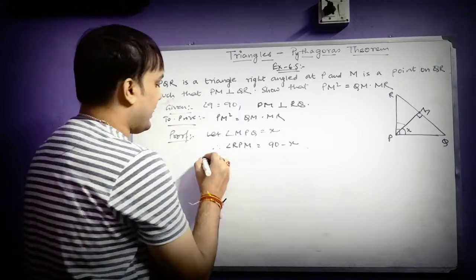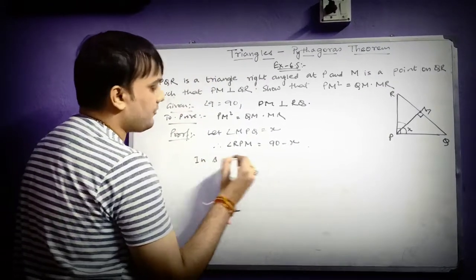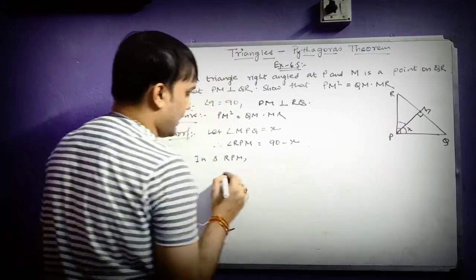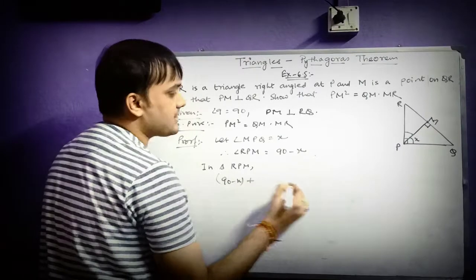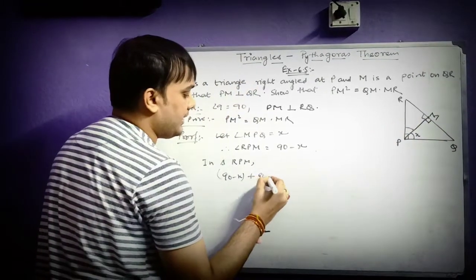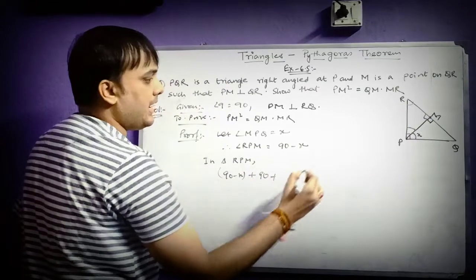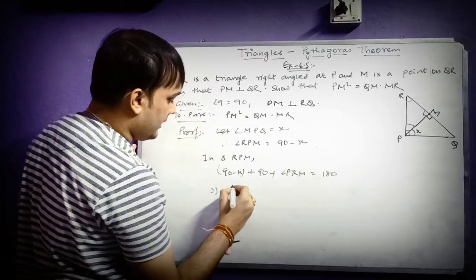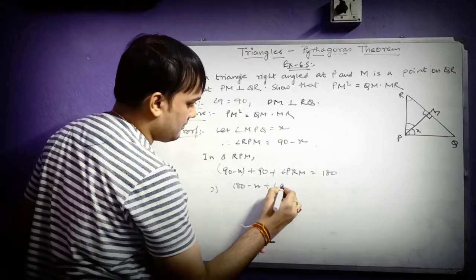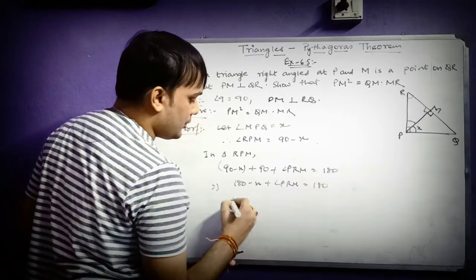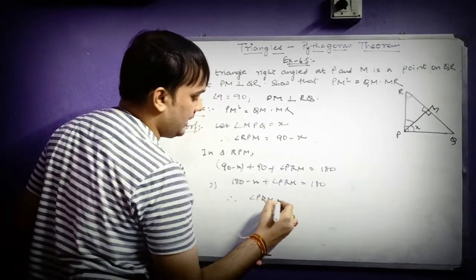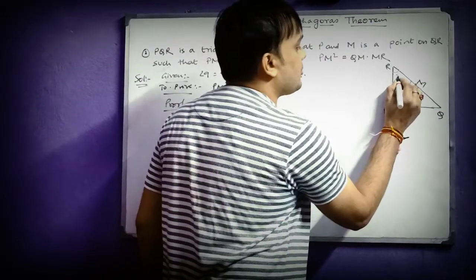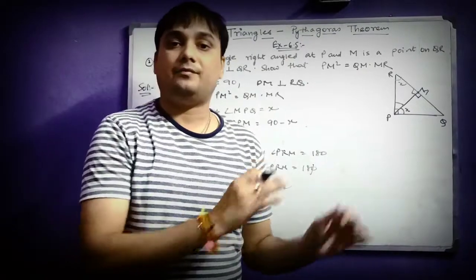Okay. In triangle RPM, this is 90 minus x, plus this is 90 degrees, plus angle PRM equals 180. So, students, you will get angle PRM is equal to x. So finally PRM is also x. Now you will be thinking why I have done this.